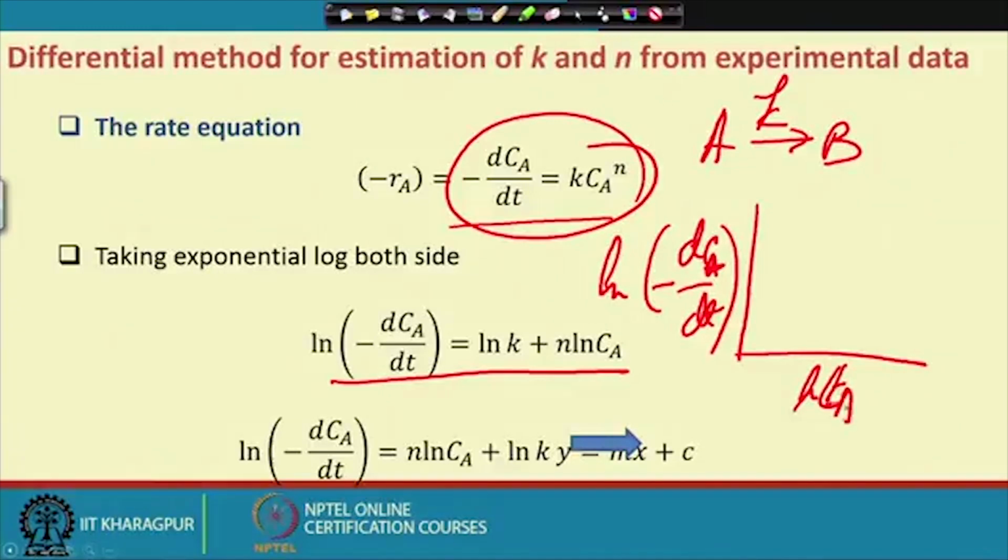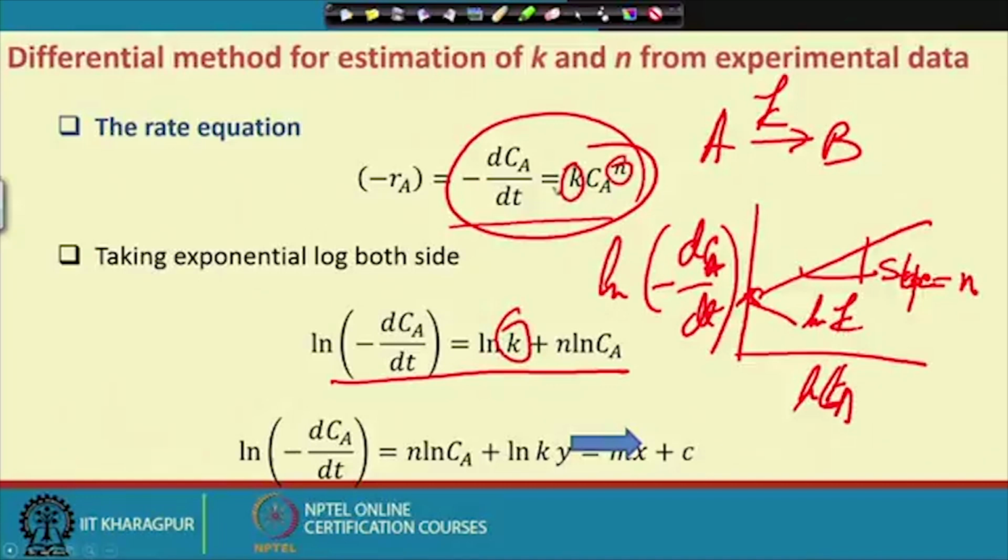If you plot, then you will get a slope, and this slope will give you the value of n. Am I right? And this intercept will give you the value of ln k. So, you can find out your k value as well as your n value, both k value and n value, for any kind of chemical reaction.